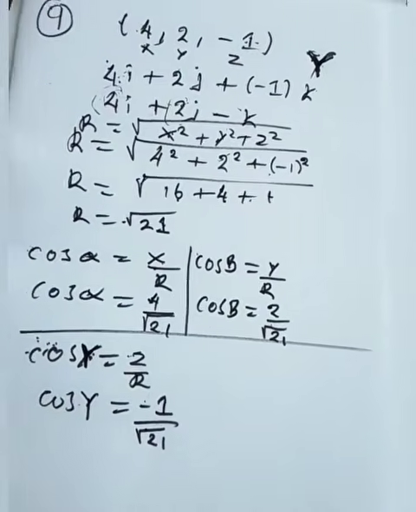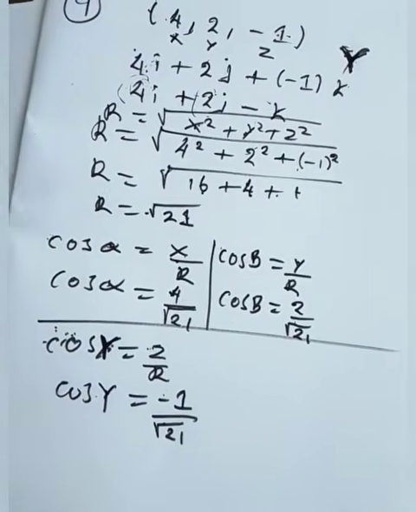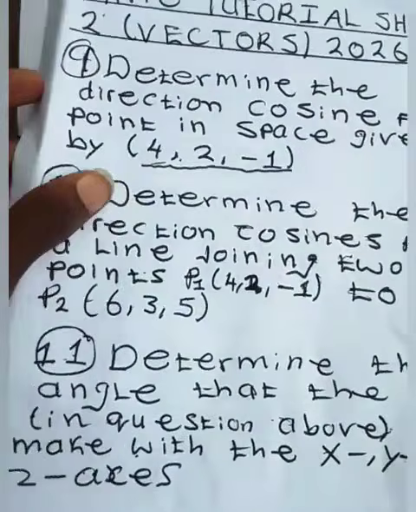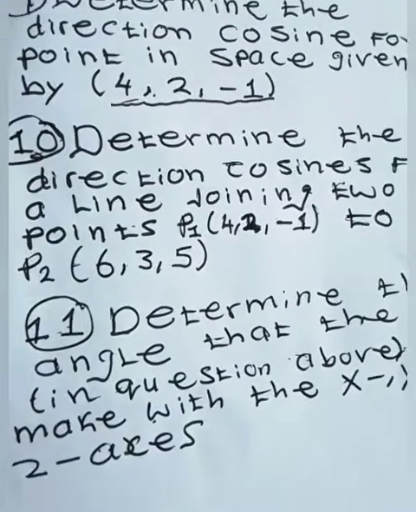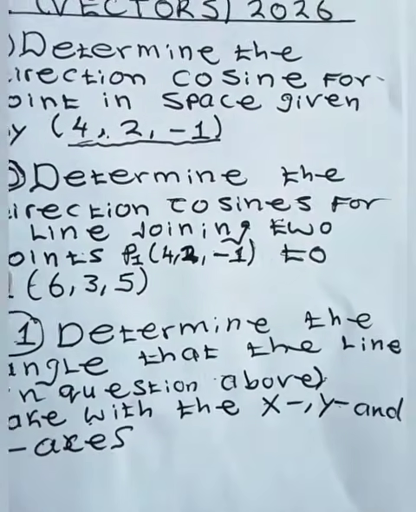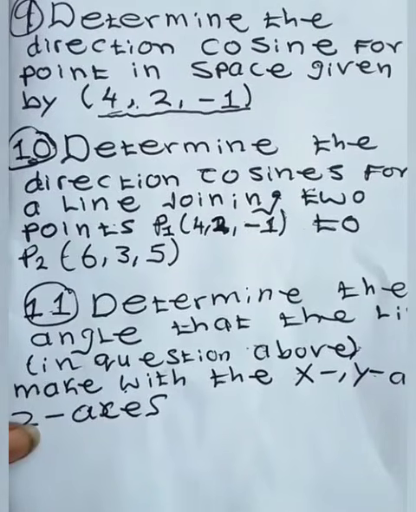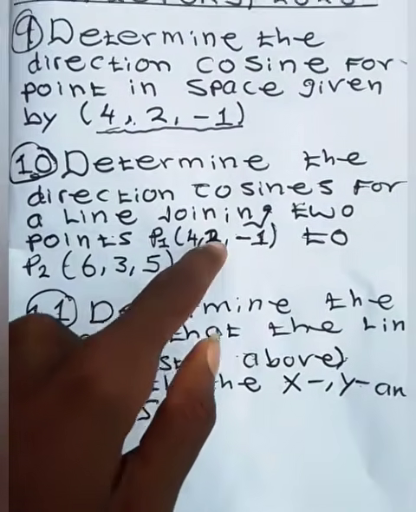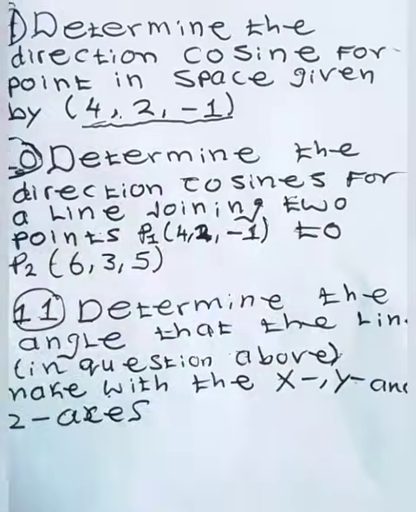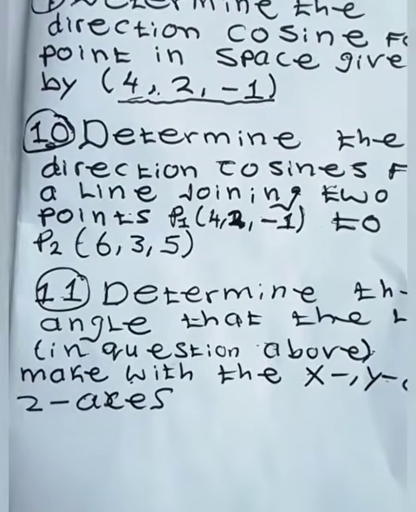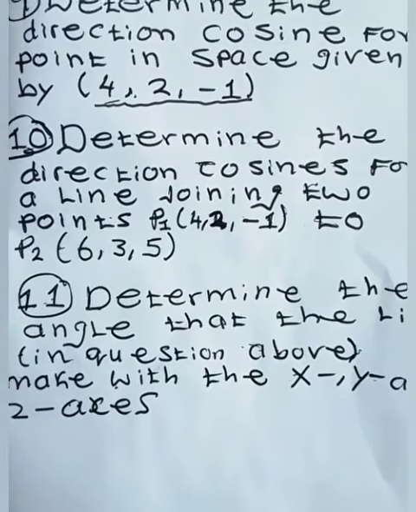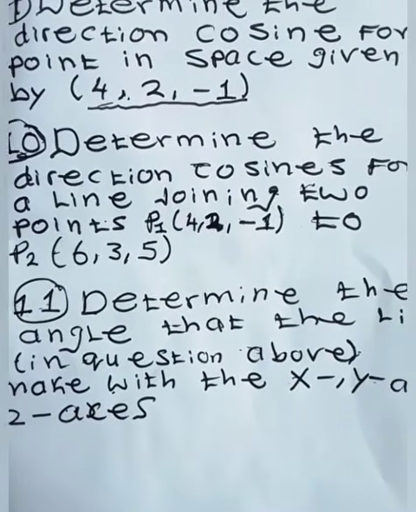So we have solved the first question, question 9, and let's go to question 10. Question 10 is saying determine the direction cosines for a line joining 2 points, point P1 to point P2. This one is quite tricky, but it is easy if you understand. So let's quickly solve this question.